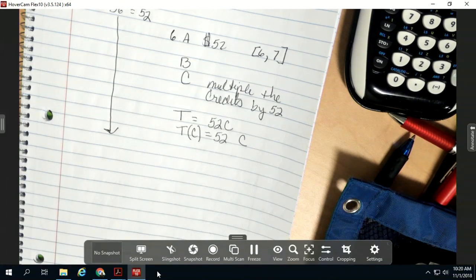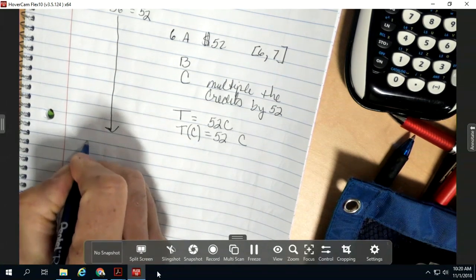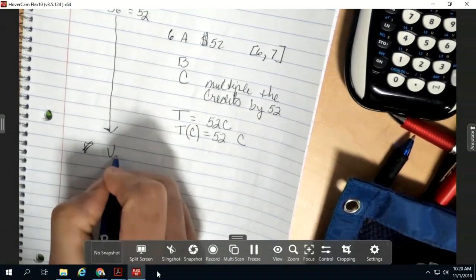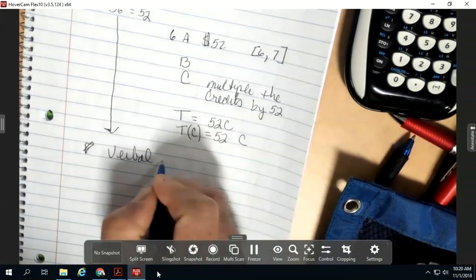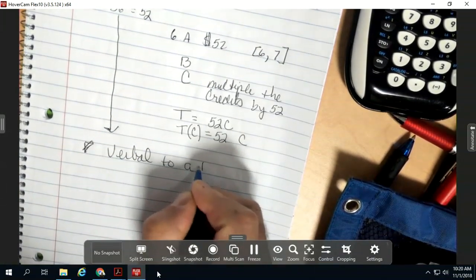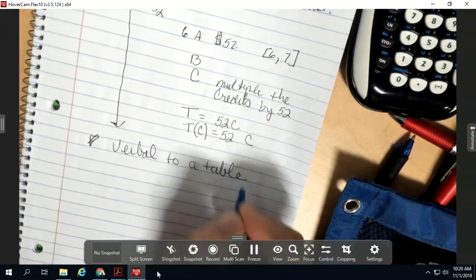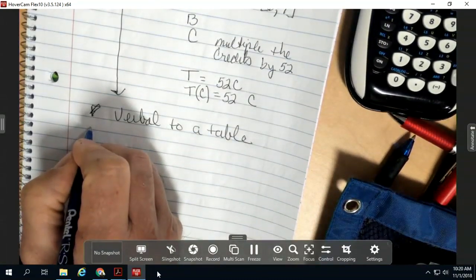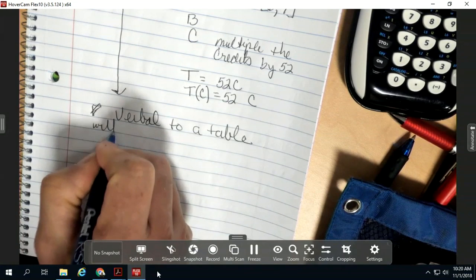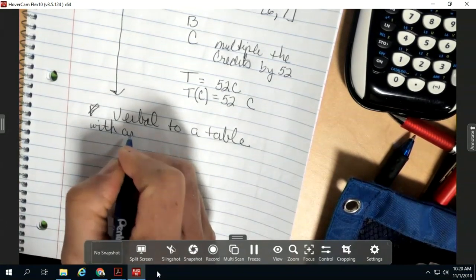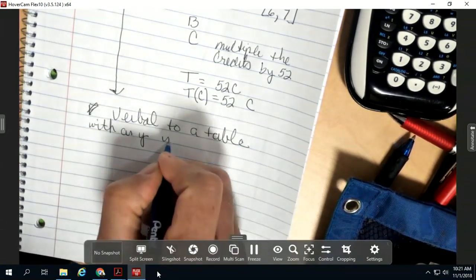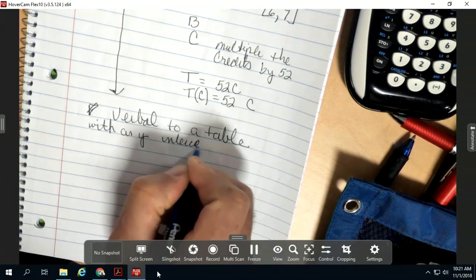Number 4. From a verbal to a table with a y-intercept. Let's look at this problem here.